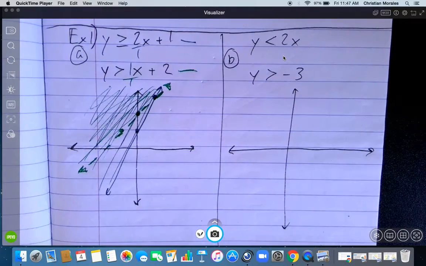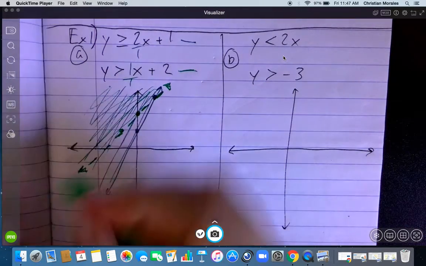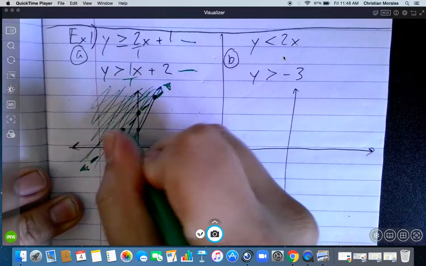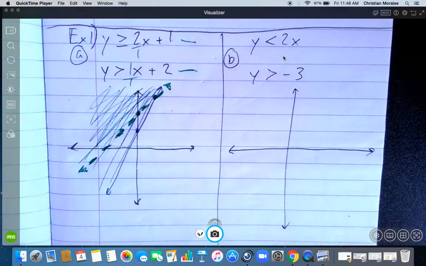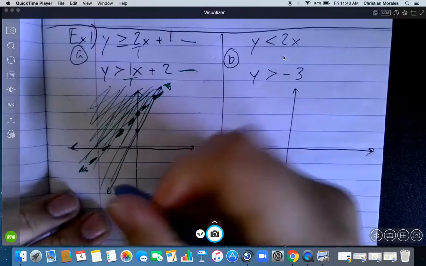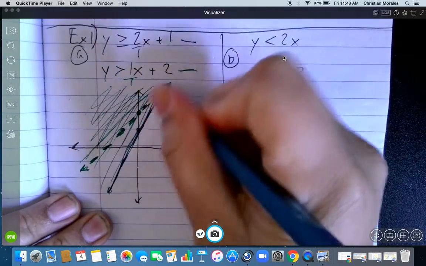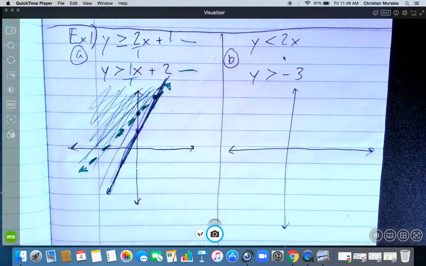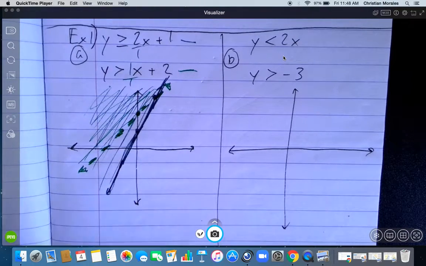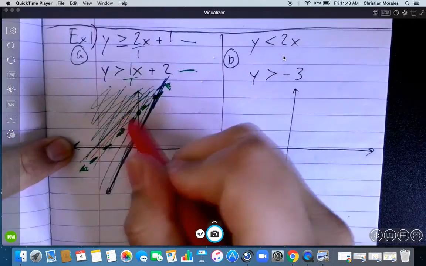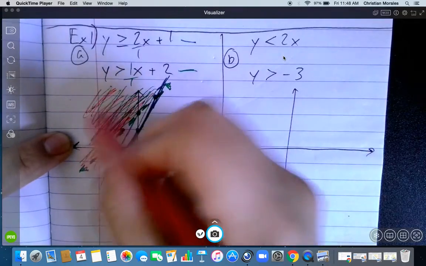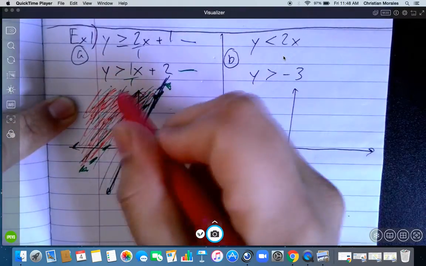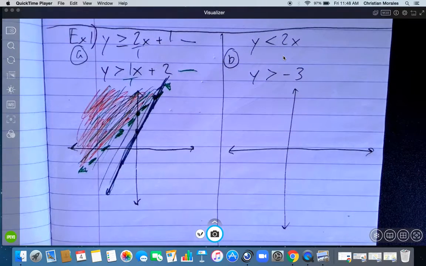All right, so this looks kind of messy, right? But you have to remember, here's one line, and here's the other line. Okay, we're looking for the overlap. The overlap is up here, so my answer is in this section only. This is where my answers are, where the shading happened twice. Okay, so that's basically it. That's how you graph these.